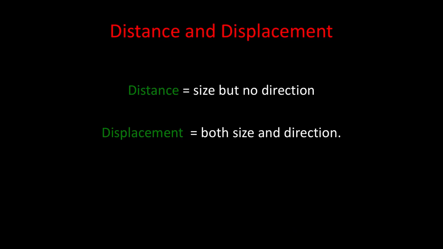But let's begin. We start with two new terminology words, distance and displacement. Distance will give you a particular size, a number, but it won't give you a direction. Displacement is a value which will give you both a size, a number, and also a direction. For example, left, right, up, down, north, south, east, west, and any combination of those.